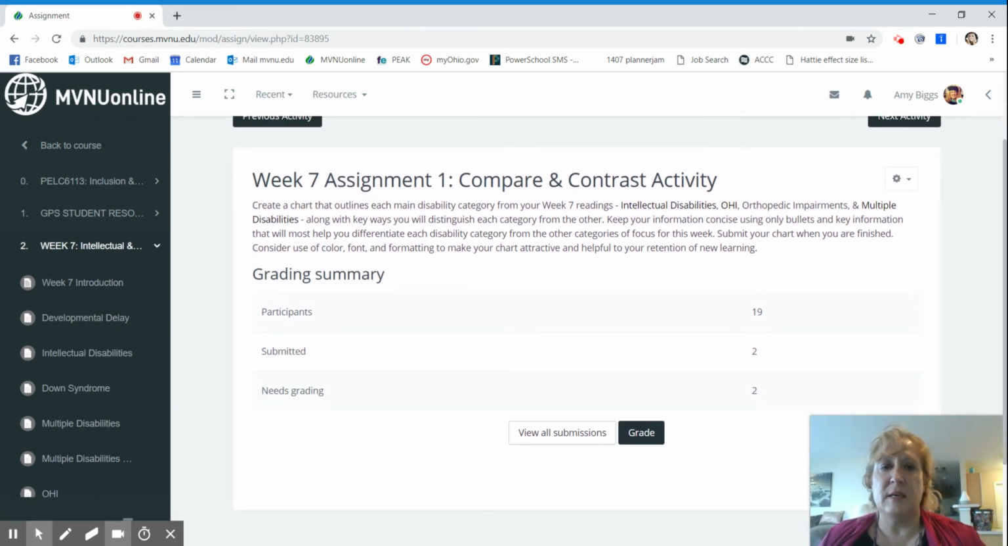But it's a compare and contrast activity, so you're going to create a chart from each main disability category. So you are going to design a chart for intellectual disabilities, OHI, orthopedic impairments, and multiple disabilities, and each of those are going to be the headers on your chart, along with the key ways you can distinguish each category from another. So keep your information concise. So you really want to be able to condense and streamline the information that you learned in all of this week's information.